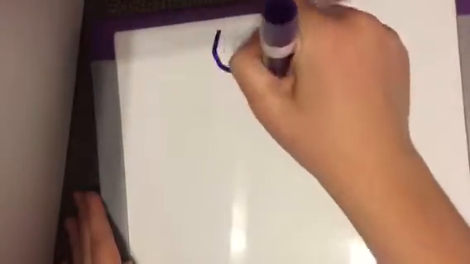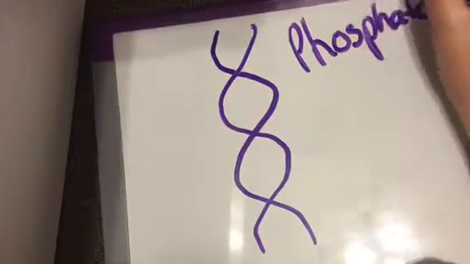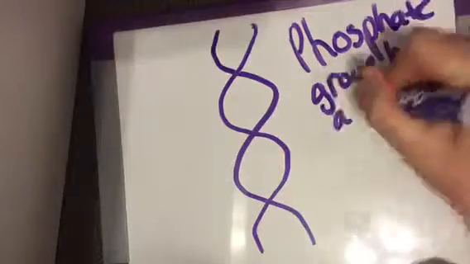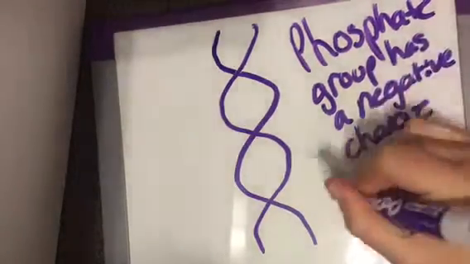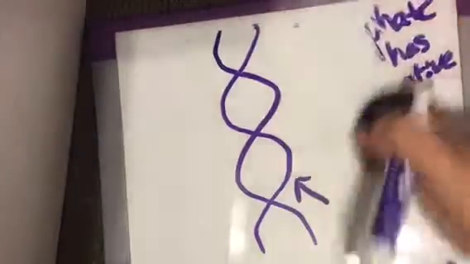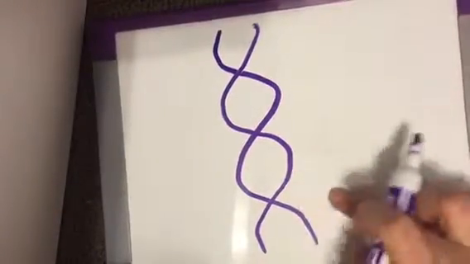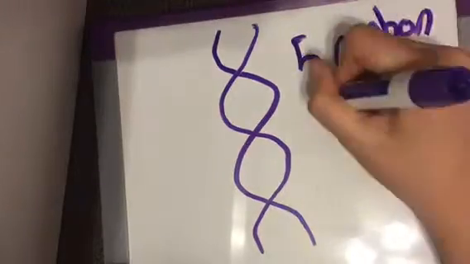Here's a visual example of a DNA double helix. The outside is made of phosphate and the 5-carbon sugar. They make up the double helix. Phosphate has a negative charge. The 5-carbon sugars are what hold the base pairings, but the phosphate is in between them.